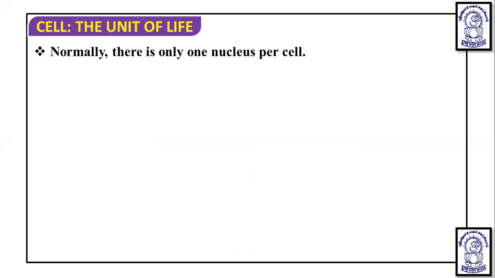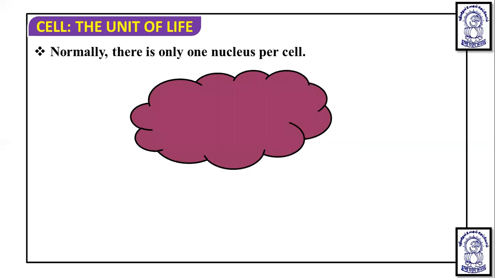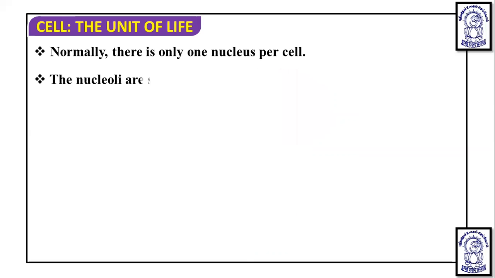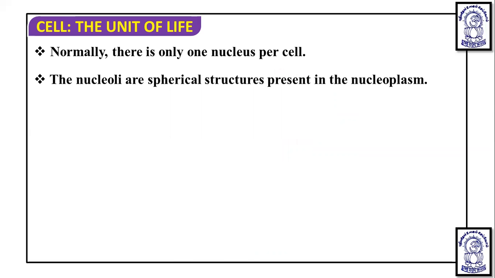Normally, there is only one nucleus per cell. The nuclear matrix or nucleoplasm, which is present within the nucleus, contains the nucleolus and the chromatin. The nucleoli are spherical structures present in the nucleoplasm.